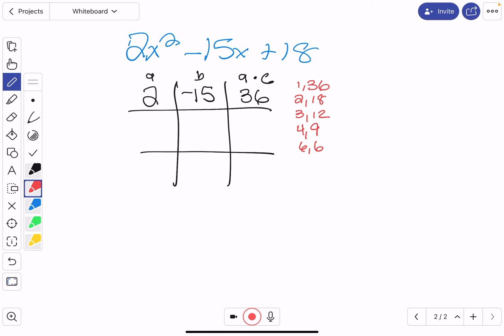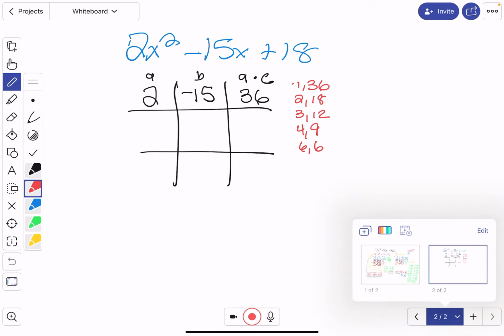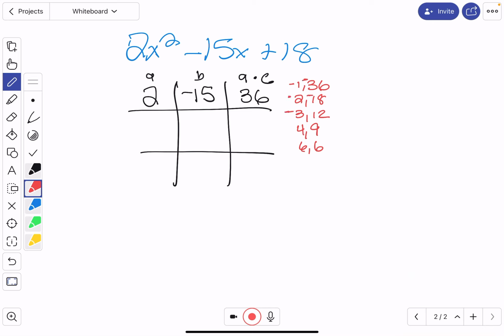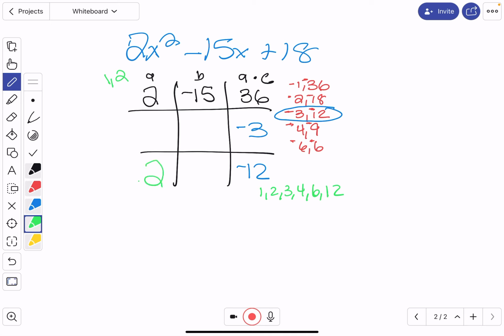But this is a positive. Another way to get a positive is if we have these both negative. So negative 4 and negative 9 make positive 36. Now we want to find the pair that makes negative 15. So we get negative 3 and negative 12. Now we look for the greatest common factor. The factors of 2 are 1 and 2. The factors of 12 are 1, 2, 3, 4, 6, and 12. 2 is the greatest one that's the same.